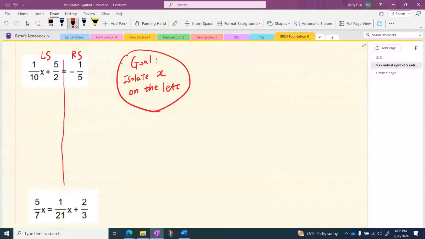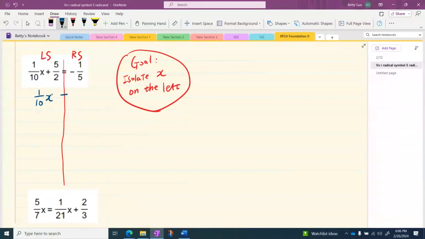Okay, so I'm going to use 2 different methods to solve this equation. The first method, nothing special, is to treat the 3 terms as 2 types. 1 over 10x is the term with the variable. The other 2 terms are constants. So since our goal is to isolate x on the left, I'm going to apply the transposition of terms to collect like terms.